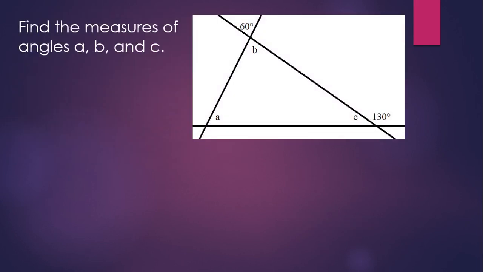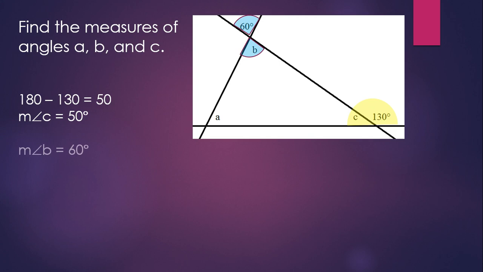Find the measures of angles A, B, and C. Well, angle C and the 130-degree angle are supplementary, so their measures add up to 180, which makes angle C a 50-degree angle. Angle B and the 60-degree angle are vertical angles, and since vertical angles are congruent, angle B has to measure 60 degrees.